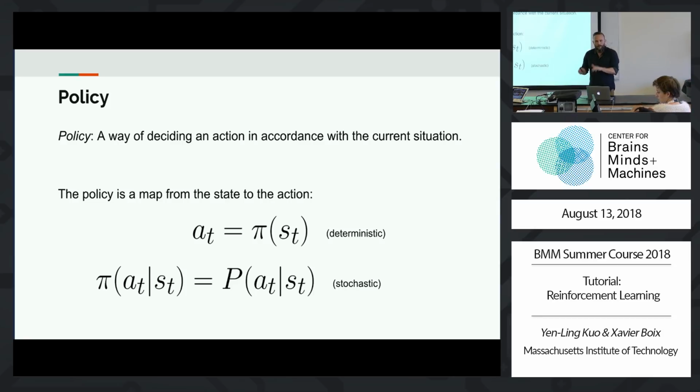Okay, let's go a bit more into detail about reinforcement learning. First, the concept of a policy. The policy is a strategy to decide which action to take, and this will depend on the state, the current situation of the world. Essentially we can define pi as a function that maps the state to an action.